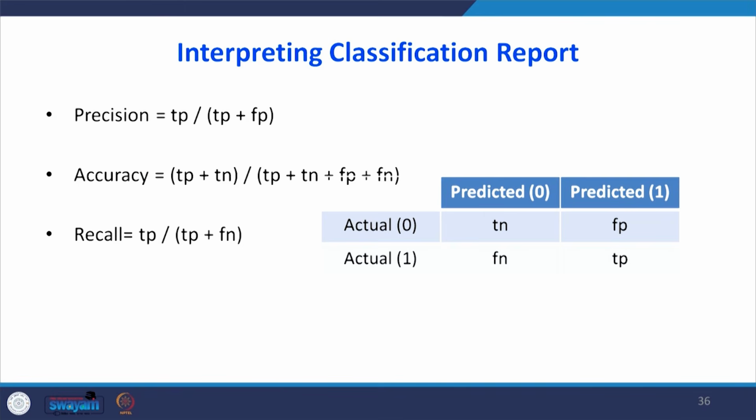Now, I will interpret the classification report, which I showed in the previous slide. The precision is true positive divided by true positive plus false positive. For the accuracy, this cell is an accurate value, and this cell is also an accurate value. So, the sum of these two divided by the sum of all the cells. Recall is true positive divided by true positive plus false negative.